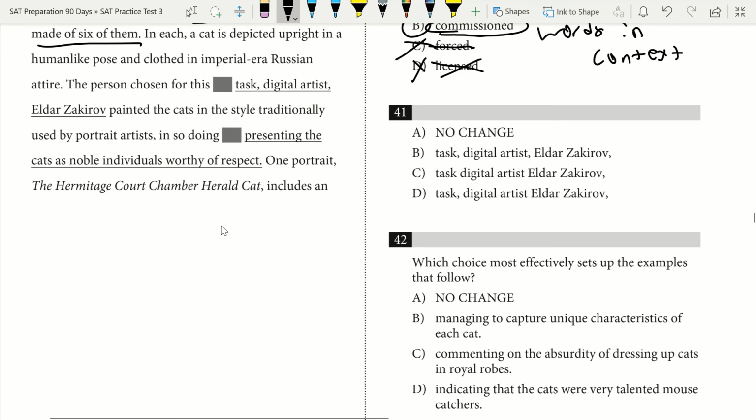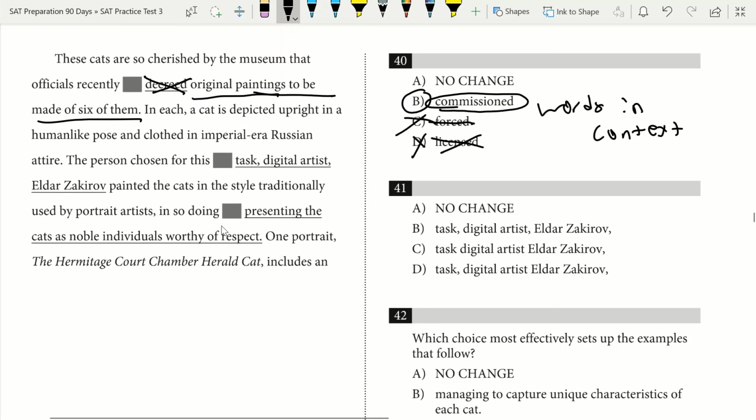In each, a cat is depicted upright in a human-like pose and clothed in imperial era Russia attire. The person chosen for this task, digital artist Eldar Zakharov, okay, that is going to be non-essential, right? Because I don't need it in my sentence, and I'll show you why. We have the person chosen for this task painted the cats in the style traditionally used by portrait artists. That makes sense without digital artist Eldar Zakharov. So I know I'm going to need commas around that, right?